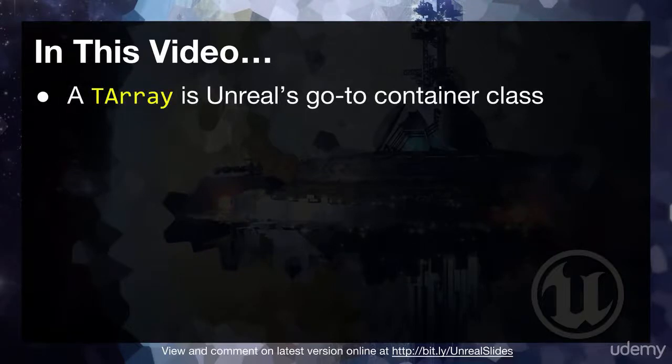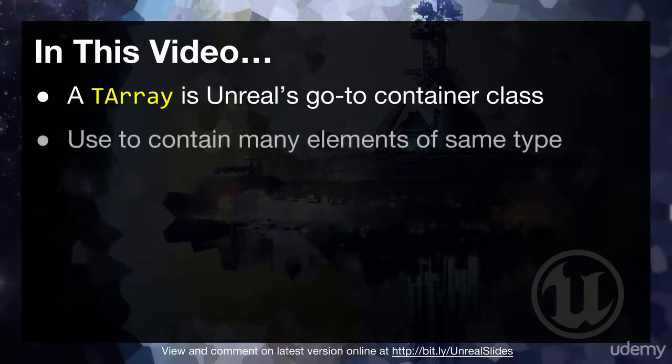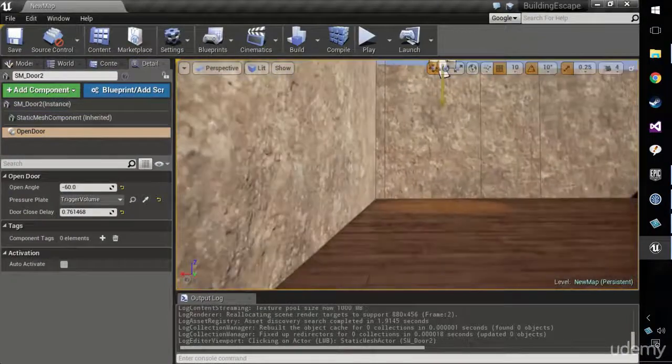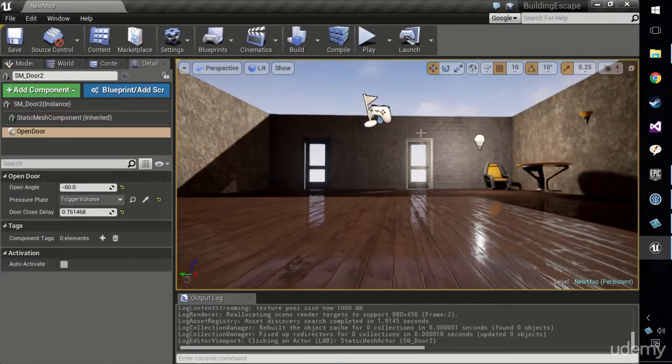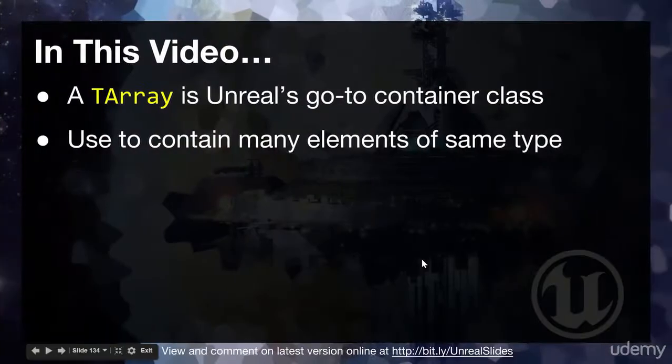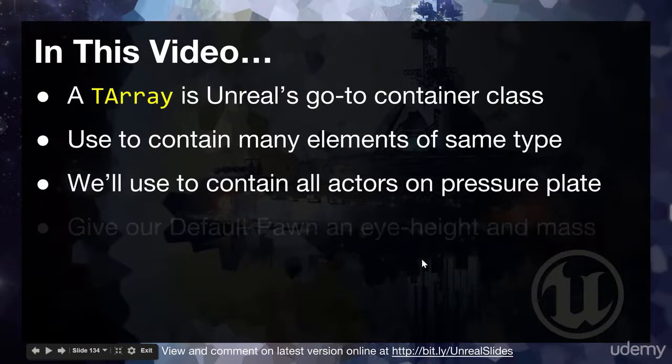In this video, I want to tell you that a TArray is Unreal's go-to container class. It's a great class for grouping together many elements of the same type. In our case, that's going to be actors that are on the pressure plate in the game. Over here in this trigger volume, we're going to be able to put tables, chairs, and even ourselves. And we're going to use a TArray to store them.